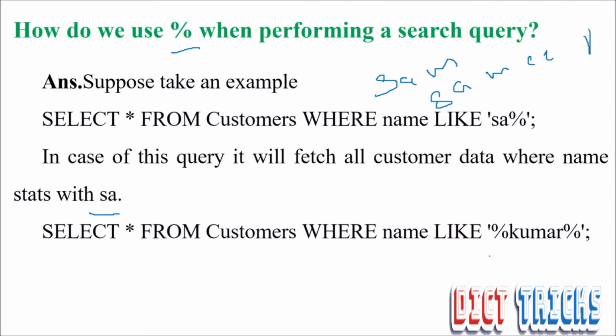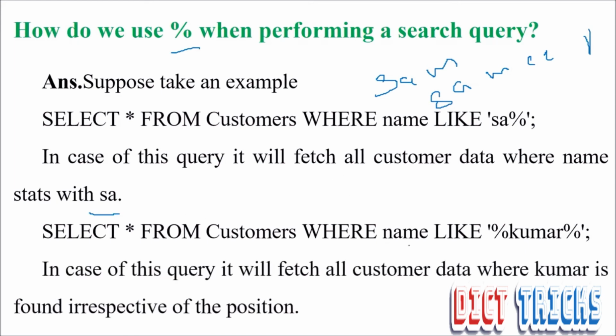For example, select * from customer where name like '%Kumar%'. In this case the query will fetch all the customers where you find Kumar irrespective of the position. It may start with any single alphabet or string, and it should include Kumar in between.